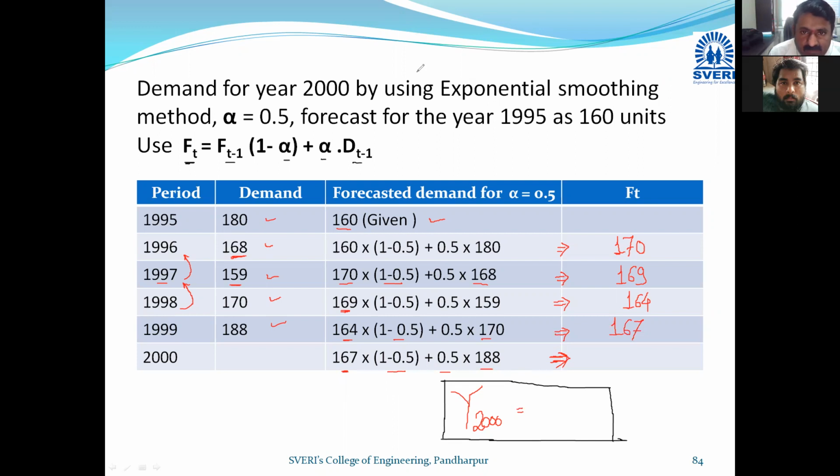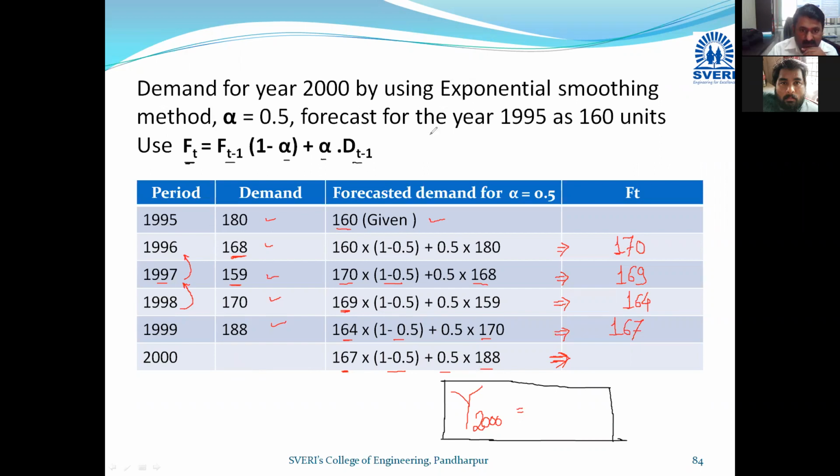And then here comparison is not asked. Still you can go for your understanding purpose, what is the difference between these two and whether they are nearer or closer or not. Okay. Calculate this answer. Demand for the year 2000 based on exponential smoothing method. So 167 as the forecast for 1999 into 1 minus 0.5 plus 0.5 into 188.